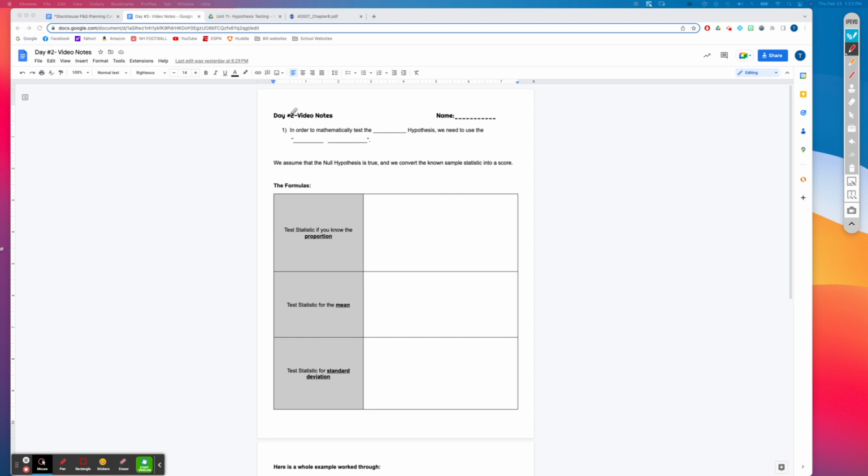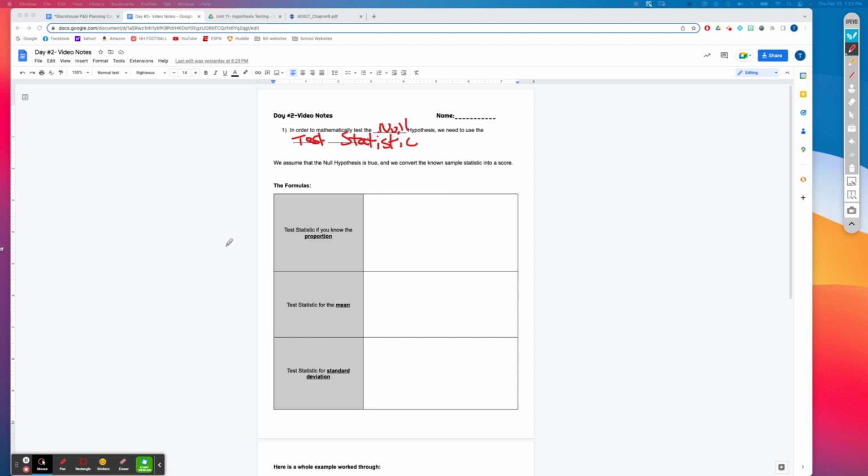Okay. So the last couple of days, including today, we've been writing these hypotheses, which are statements that we're trying to either reject or fail to reject. So today we're going to mathematically test the null hypothesis. In order to do that, we're going to first find what's called the test statistic.